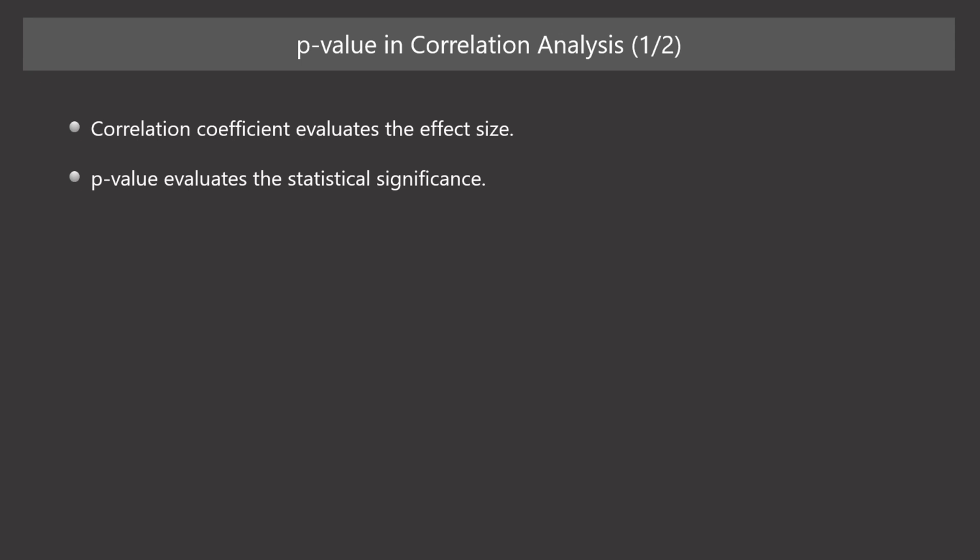In the previous sections, I said that correlation coefficient tells us the correlation strength. However, strictly speaking, it is not true. We also need to consider the p-value because we need to consider both effect size and statistical significance in correlation analysis.